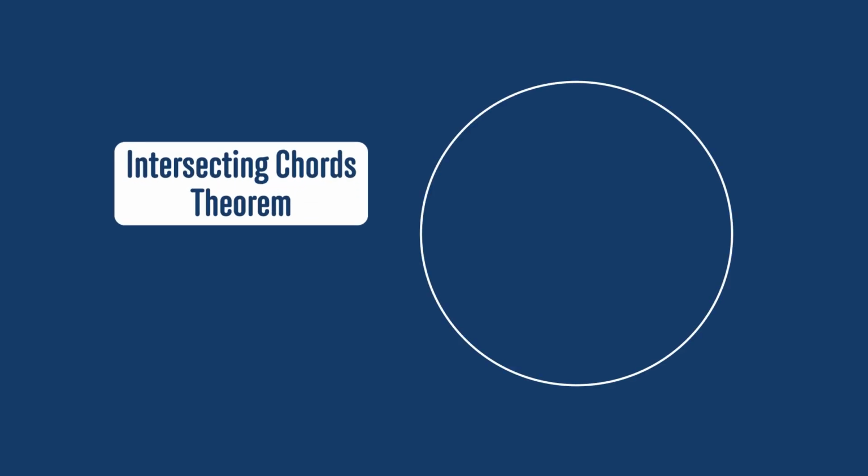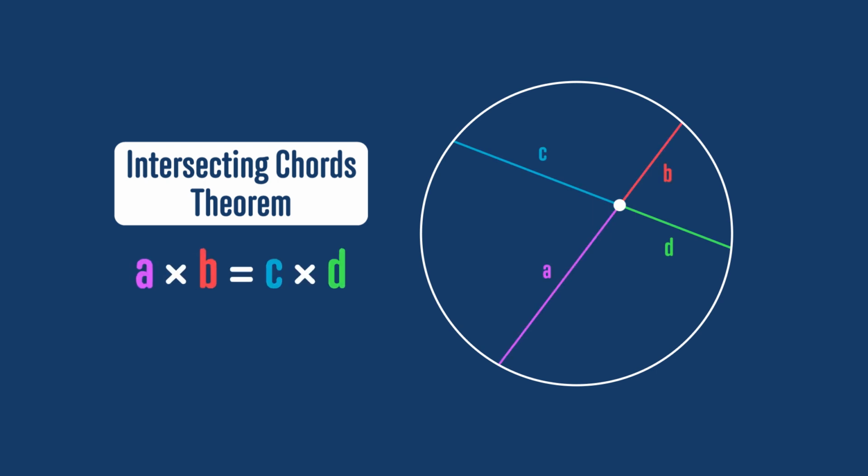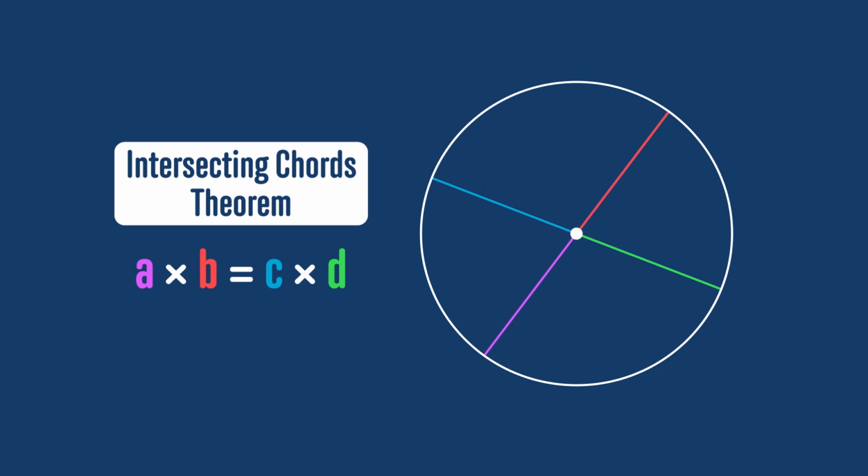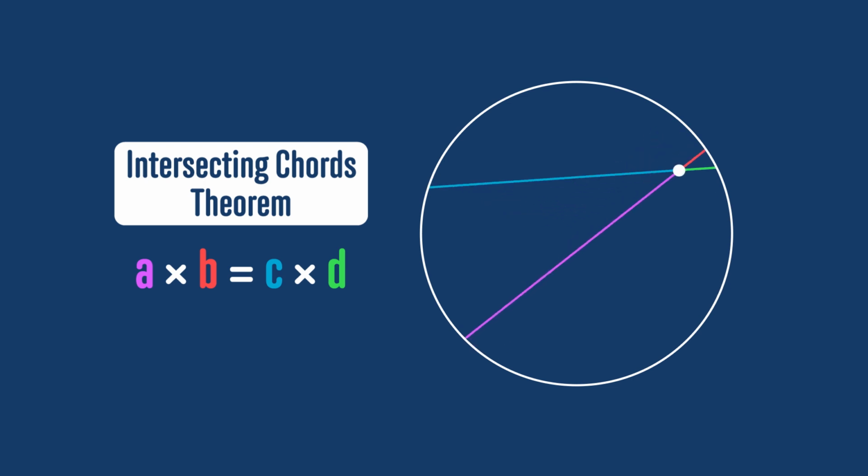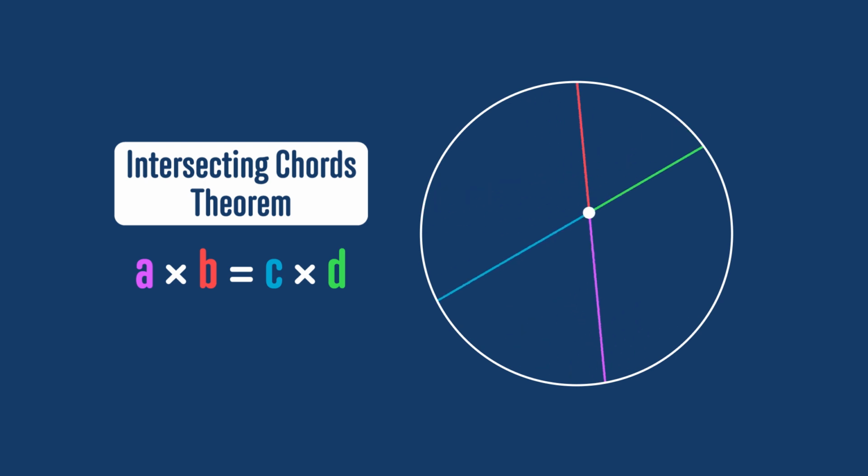The intersecting chords theorem tells us that when two chords intersect in a circle like this, the product of the distances marked A and B is equal to the product of the distances marked C and D. That is, A times B equals C times D. If the chords intersect at the centre of the circle, then this is clearly true, because all four of these distances would then be equal to the radius, so the products AB and CD would both be equal to the radius squared. But remarkably, it's still true wherever the chords intersect.